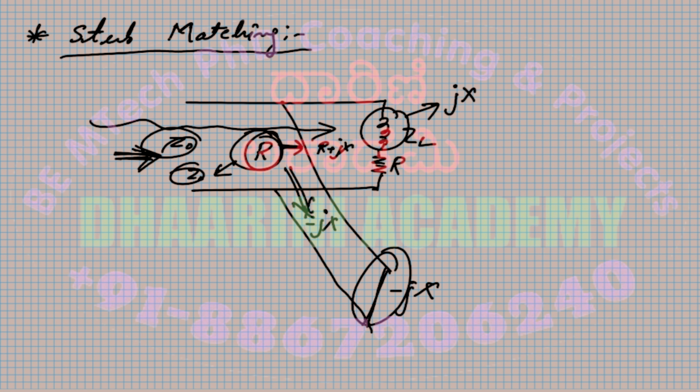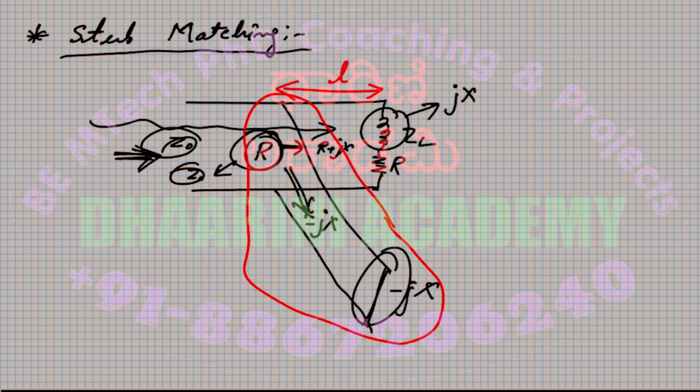Now what are the parameters I need to calculate here? First thing is where you are connecting, at what distance you are supposed to connect this particular line. We call it L. That is the length on the original main transmission line where I'm going to place this, which is called a stub. This is a stub. It's called the location of the stub, measured from the load side. First thing is that.